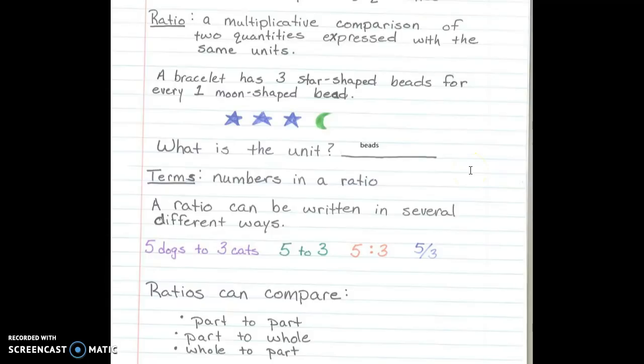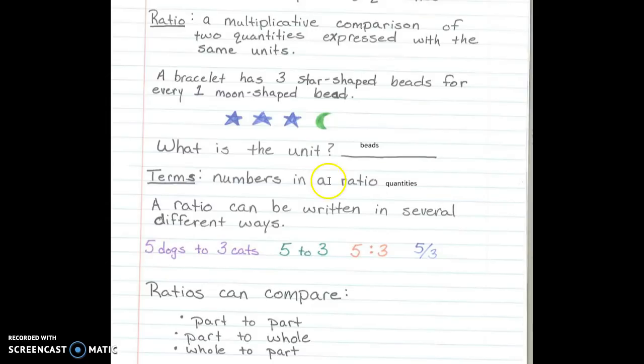Alright? What about terms? What are terms? Well, our definition of ratio does not have the word terms. It is a multiplicative comparison of two quantities expressed with the same units. So let's find out what terms are. Terms are numbers in a ratio. Well, if you think of the quantity of something, how much of something, those are numbers as well. So our terms is another way of saying quantities. So terms and quantities are synonymous.